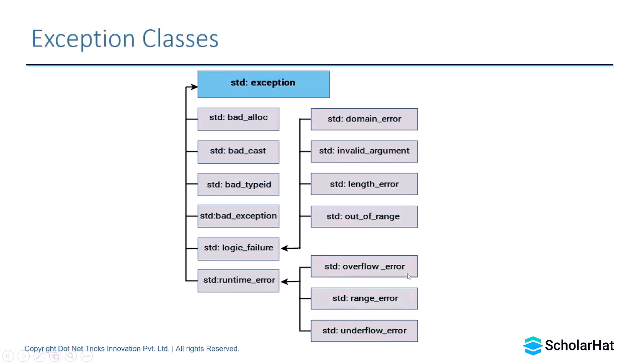These are the exception classes: bad allocation, bad cast, bad type ID, bad exception, logic failure, runtime error, range error. These all are exception classes, and we're going to see things in VS Code.